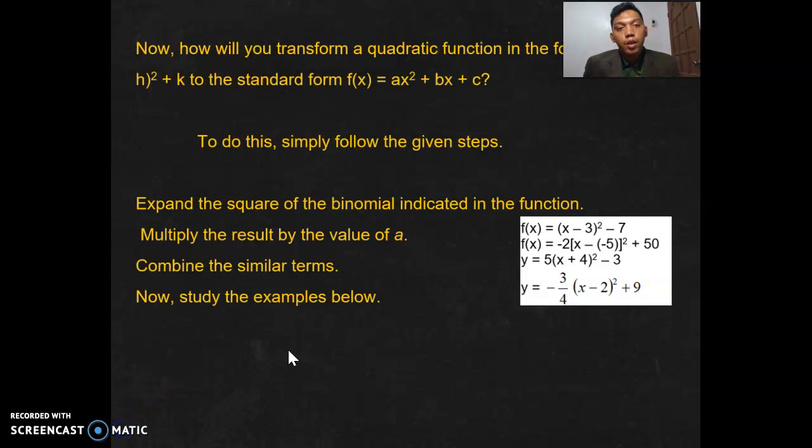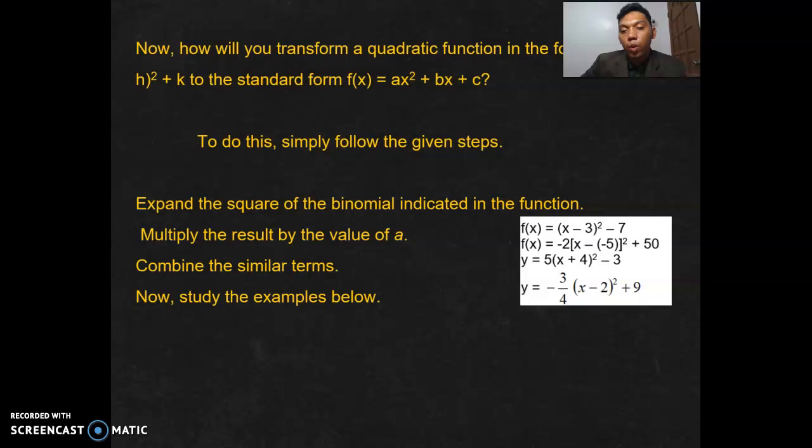Okay, so now we already knew how to transform a quadratic function from general to standard form. What about if we try to do the reverse one? So from standard form to general form, right? So to do this task, simply follow the given steps.